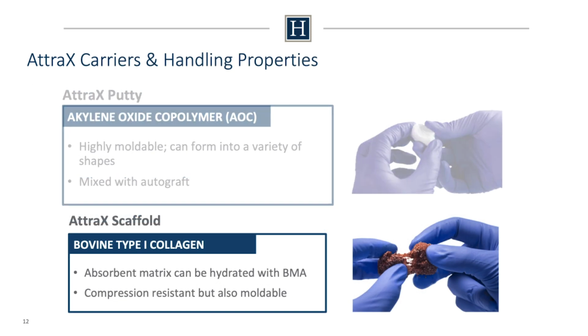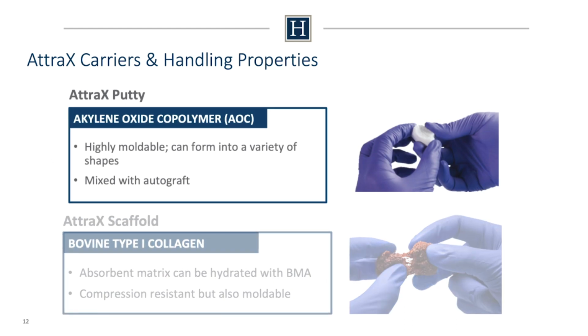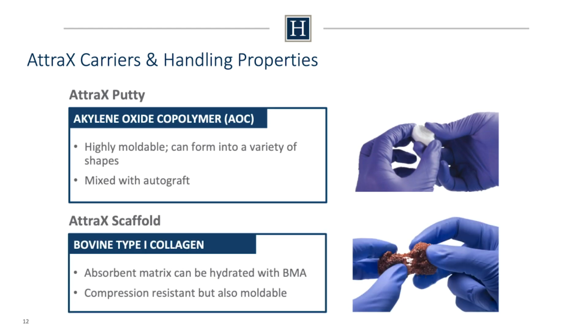Attrax is available in two formulations. Attrax Putty features an alkaline oxide copolymer carrier that is highly moldable and can form into a variety of shapes. It can be mixed with autograft. Attrax Scaffold features a collagen matrix that is highly absorbent for fluids, such as bone marrow aspirate. Attrax Scaffold is compression resistant, so it can maintain its form even after being hydrated with fluids. It can also be molded well.